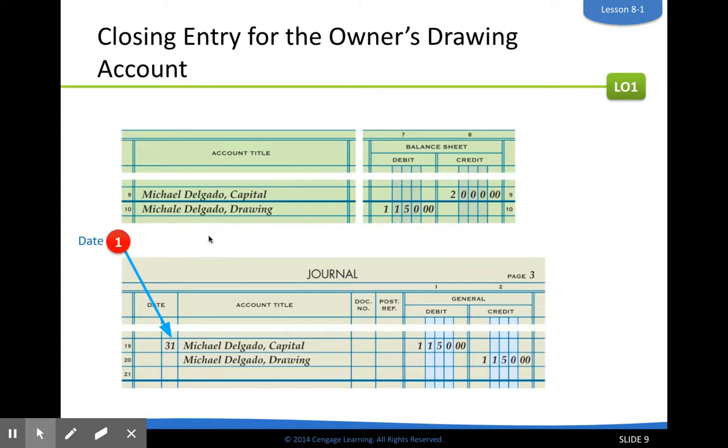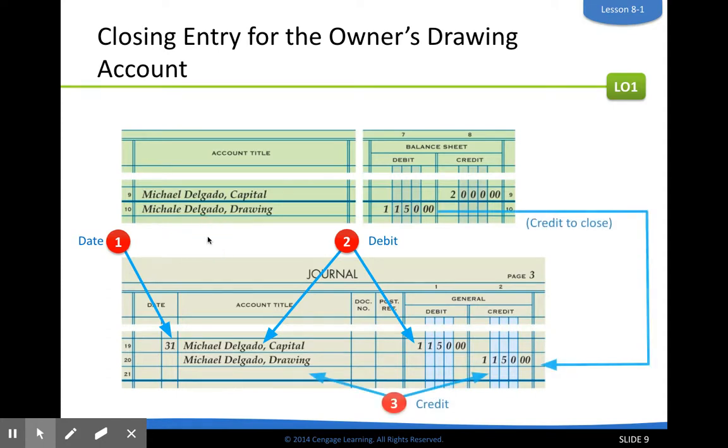So we'll start out with the date. We're going to decrease our capital account by debiting it for the drawing amount. And then we're going to zero out that debit drawing balance with a credit. We had a balance of $1,150 debit. To cancel that out, we need to credit the account for $1,150.